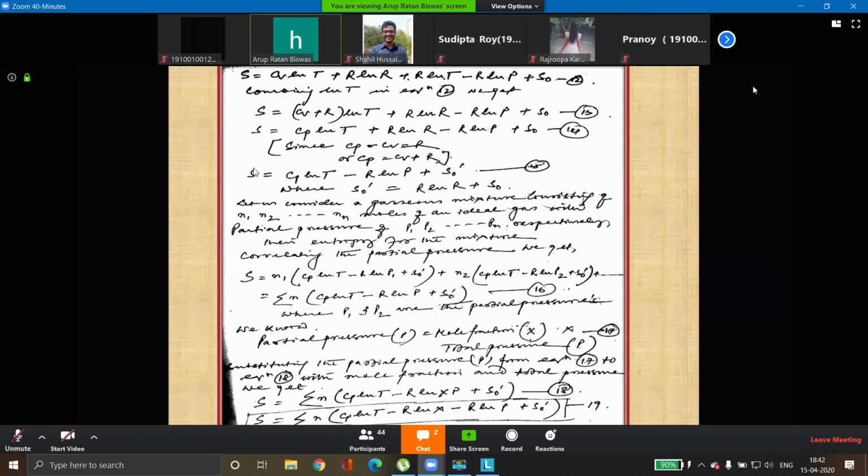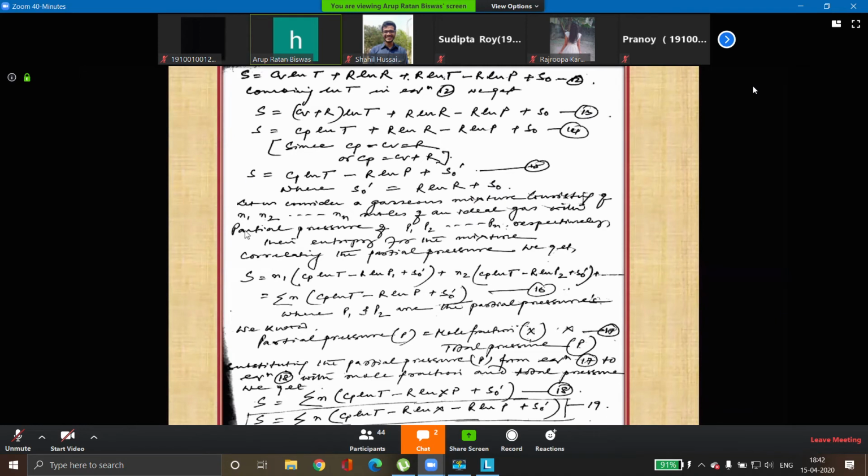We got the derivation S equals Cv plus R, that means it is Cp, because Cp minus Cv equals R, or Cp equals Cv plus R. So accordingly, Cv plus R is written as Cp ln T minus R ln P, and now there is another integration constant called S0 prime, where S0 prime is nothing but R ln R plus S0.